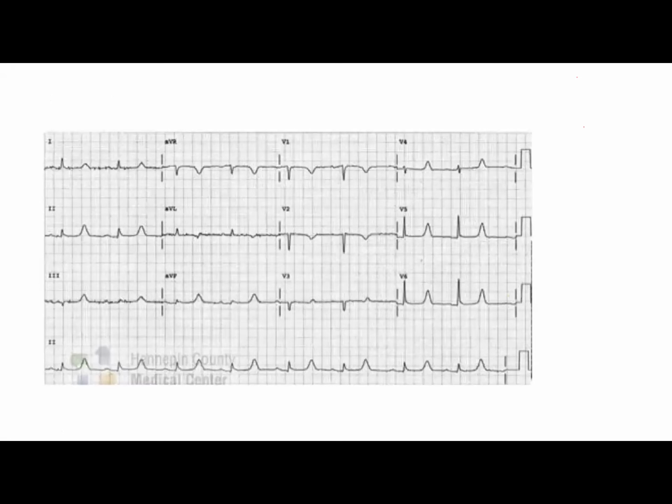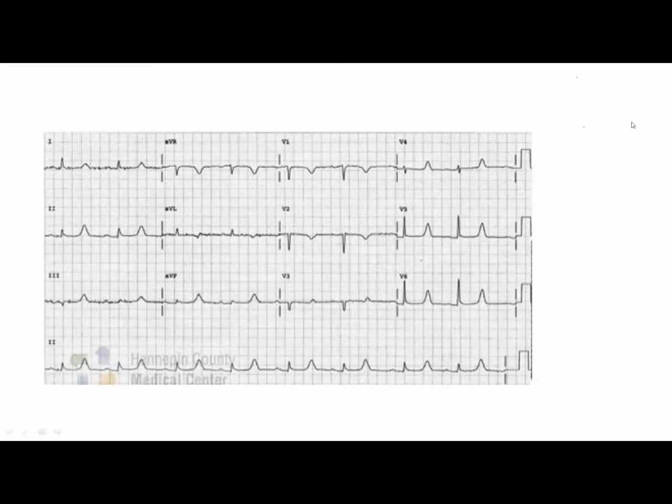So we see P waves, we see QRS complex, we see T waves. So is there anything abnormal? When we discussed earlier what is a normal sinus rhythm, we said normal PR and QT interval, right? So how is the QT interval here? Prolonged. Yeah, so this is a prolonged QT interval.